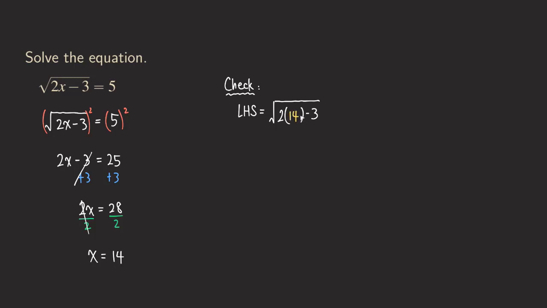So we just put that in, and then we do the calculation. So we get the square root of 2 times 14 is 28 minus 3. And we are going to get what? Square root of 25, which is equal to 5. And you can see that the right-hand side is also equal to 5. And so that's equal to the right-hand side. So this solution works. Okay, let's look at another example.